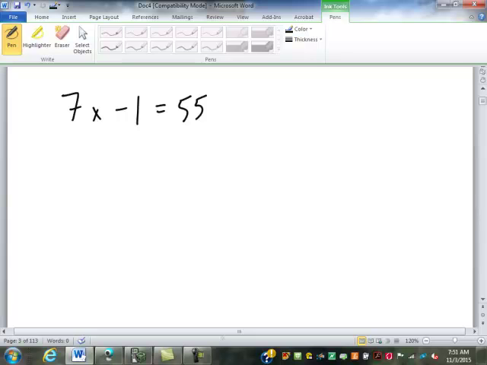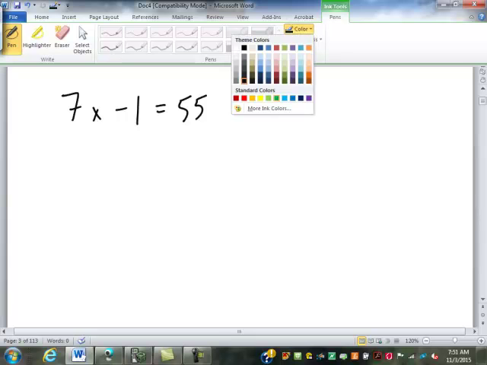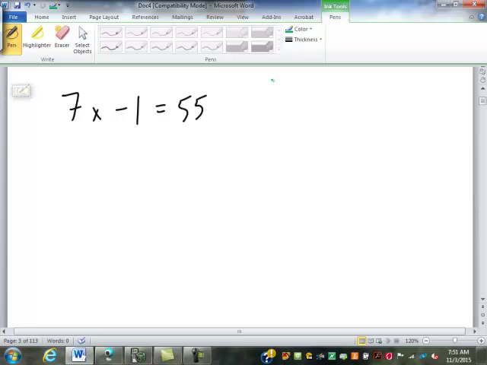So where do we start? First thing we have to do is add 1, get rid of the minus 1. So 7x equals 56, and then divide by 7. x equals 8. And again, you could double check. 7 times 8 is 56, minus 1 is 55. So we get the same value on both sides of the equation.